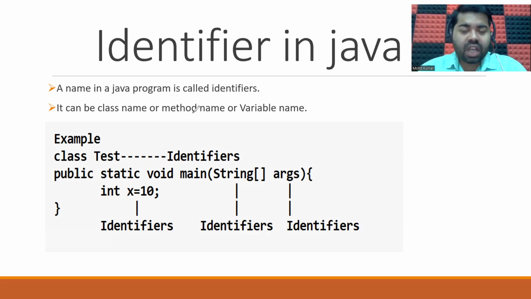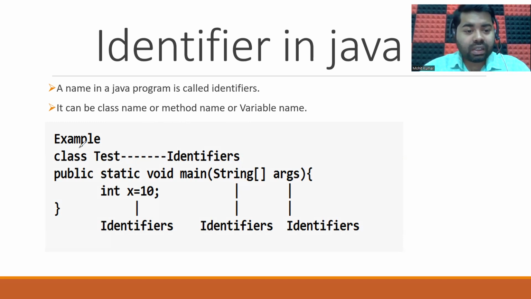Okay, so when you are implementing anything in your coding, we have some naming convention, right? That is a different thing, but here how to define those parameters or those names? We have to follow some rules and regulations. We cannot write anything. Okay, so in Java, identifiers are class name, method name or variable name.